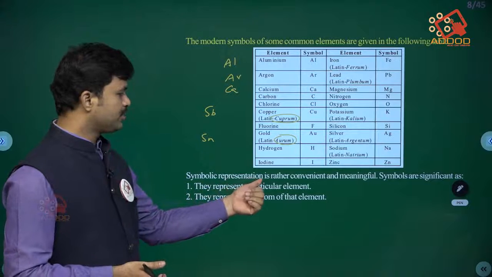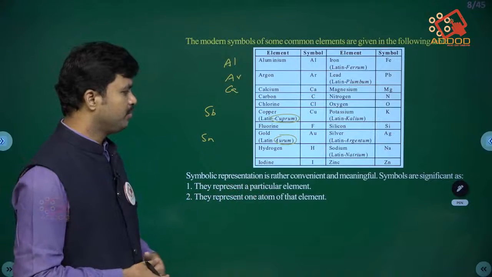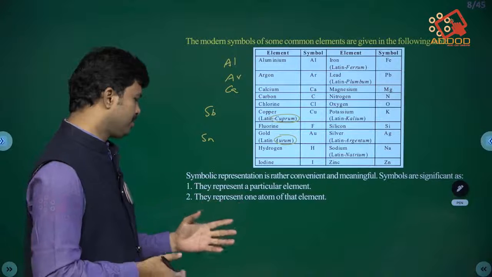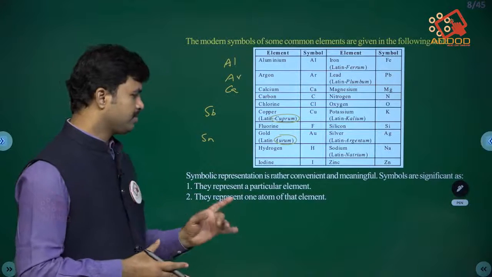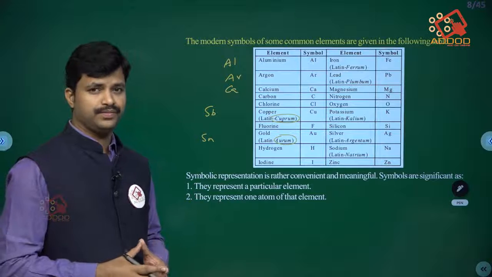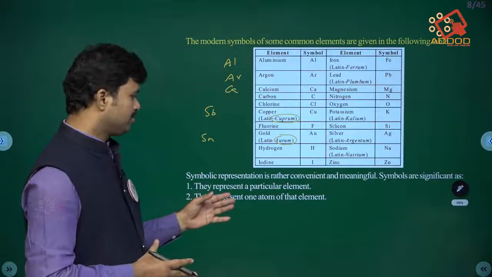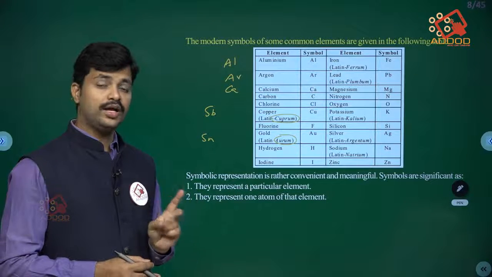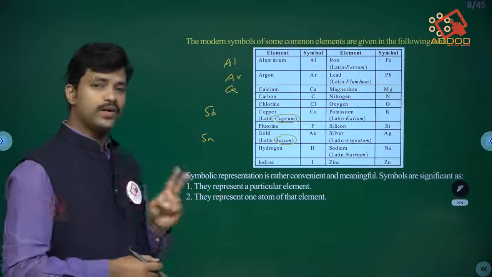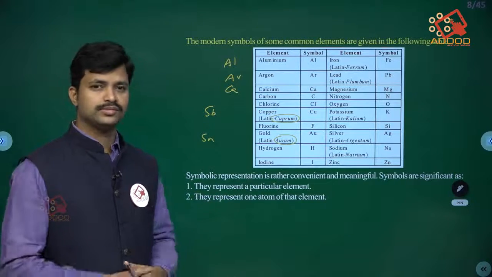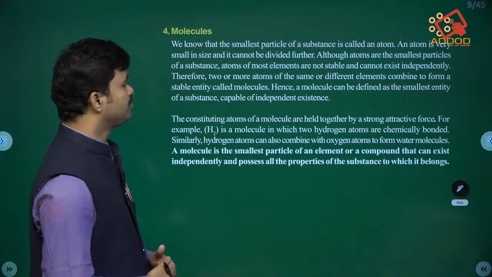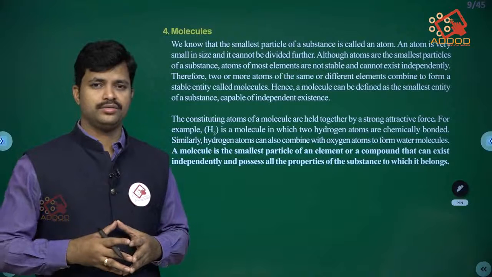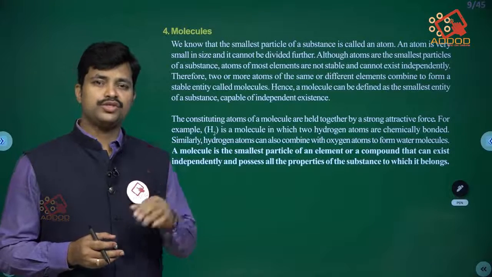The symbolic representation is rather convenient and meaningful. Symbols are significant as they represent a particular element, and they represent one atom of that element. Great. They are representing a particular element, and also one atom of that element. Okay, now come to the molecule, which is the least particle and stable.